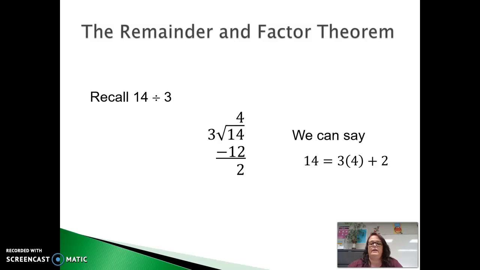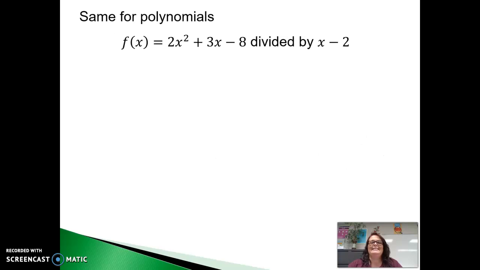So 3 is the divisor, 4 is the quotient, and 2 is the remainder. So notice 3 times 4 is 12, and 12 plus 2 makes 14. All right, so you're like, what does that have to do with math or with math analysis, right? So here we go. The same thing can be true for polynomials.